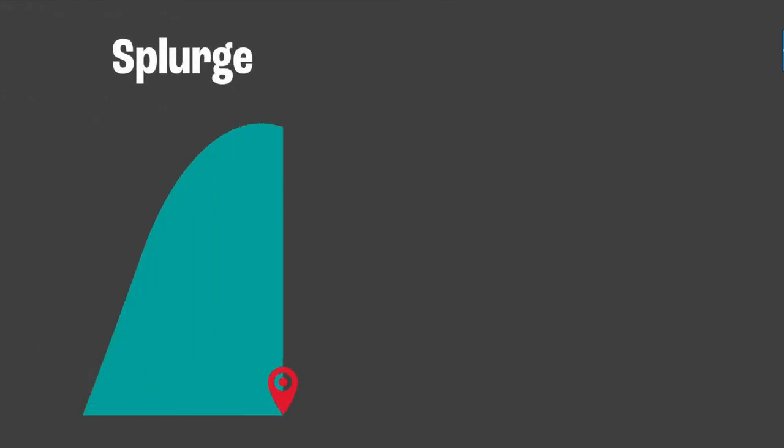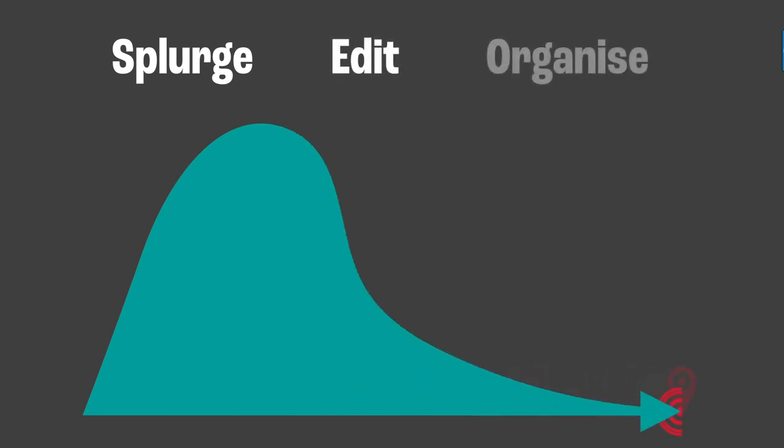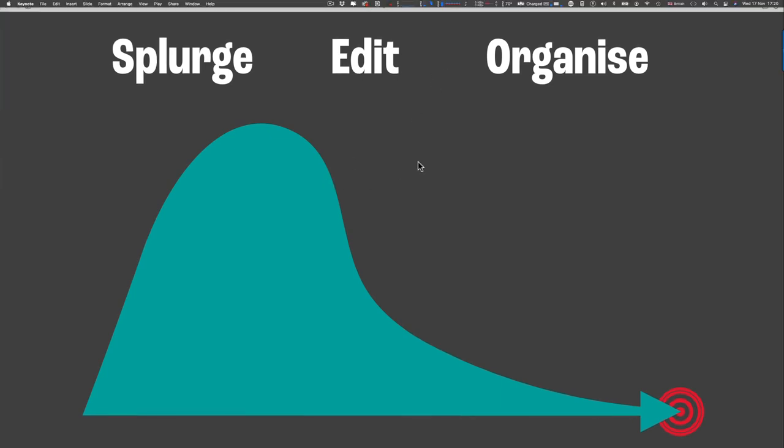Nice. See what I mean about the splurge fading in? You get that sense of movement of the text throughout the whole 1.5 seconds that the red pin is moving. Same thing happens with edit, and the same thing happens with organize. So it's all looking very good. The last thing I want to add is some lines just to define where splurge finishes and edit begins, and the same with the gap between edit and organize.